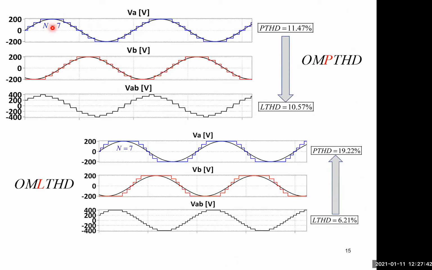And let's look at quick examples. Phase A, 7-level. This is phase B. Phase C is not relevant right now, and this is the line voltage AB. So here we did OM-PTHD, and we got a line THD of 10.6%. And here we applied OM-LTHD and got a line THD of only 6.2%, significantly lower. And the waveform looks much smoother, more sinusoidal than this one.